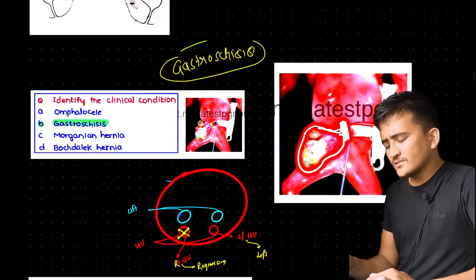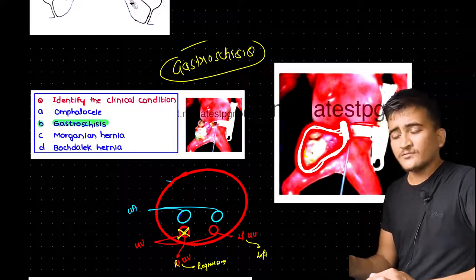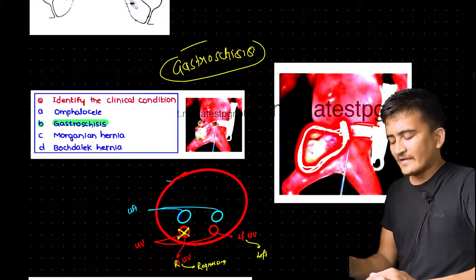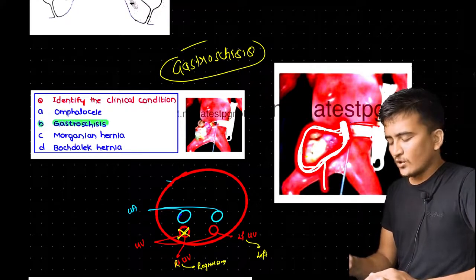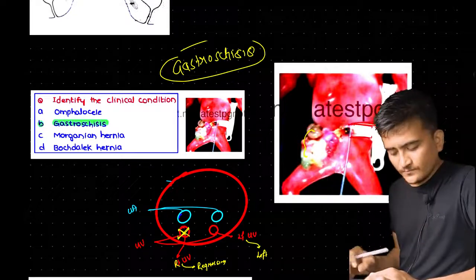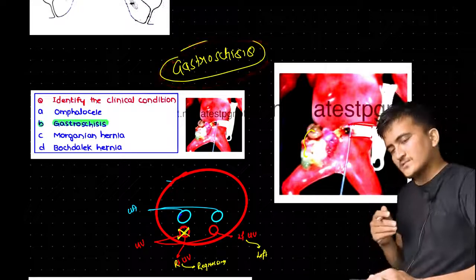Now this structure will come out of the amnion. Since it comes out of the amnion, it will not be lined by amnion, right? Here the umbilical cord will be normal. So these are the points on gastroschisis.